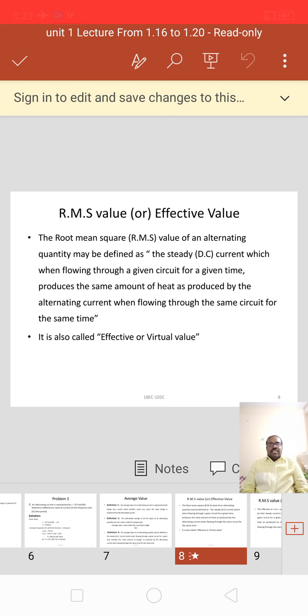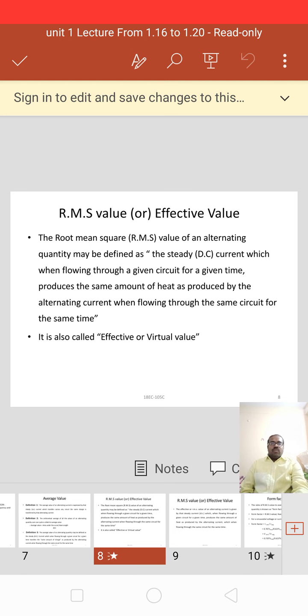That is, the steady DC current which, when flowing through a given circuit for a given time, produces the same amount of heat as produced by the alternating current when flowing through the same circuit for the same time, is termed the RMS value, that is root mean square value, of the alternating quantity, or effective value or virtual value of the alternating quantity.